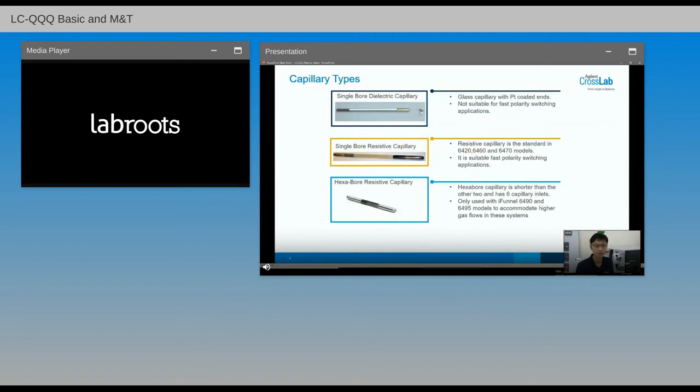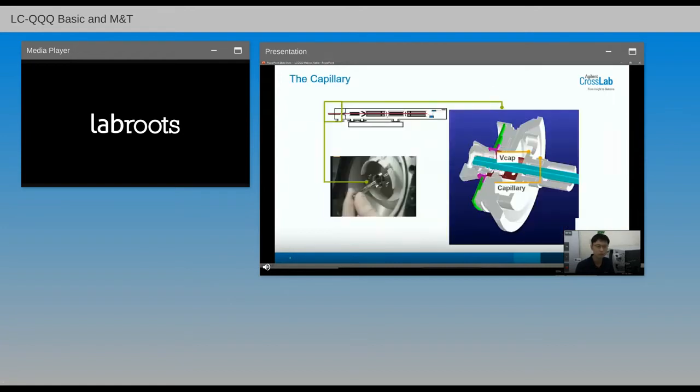You also have seen the Singapore resistive capillary earlier on, and the latest capillary that we have on the 6495, for example, is the Hexabore. It's about half the length of the resistive capillary, but there are six holes on this Hexabore itself. You can see the V cap, the capillary itself, and the V chamber.